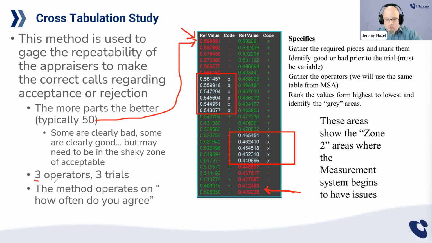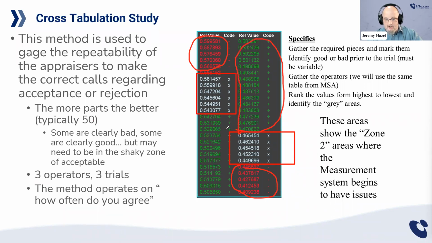You run your test with the operators. And again, it's based on agreement. If the operators can agree that bad is bad visually, this is okay. They also agree where the parts are good. And what you're really trying to do is figure out what I call the gray zones. The gray zones are like ambiguous zones in which they cannot agree with each other. And the bigger your gray zone, the poorer your measurement system performs.